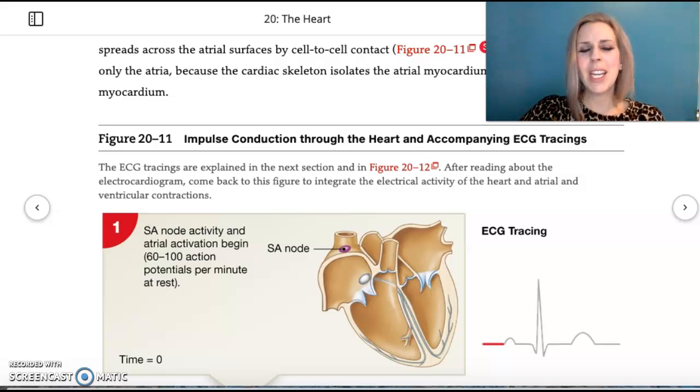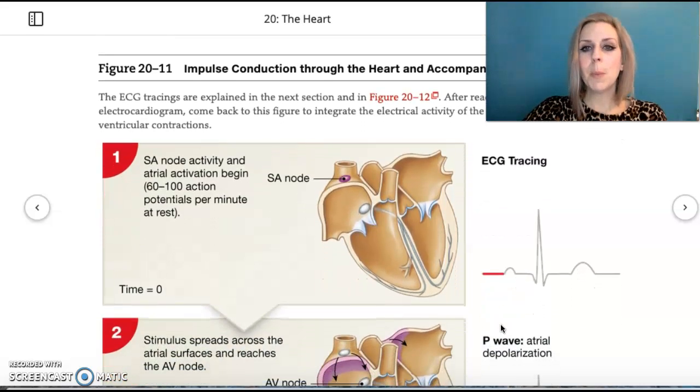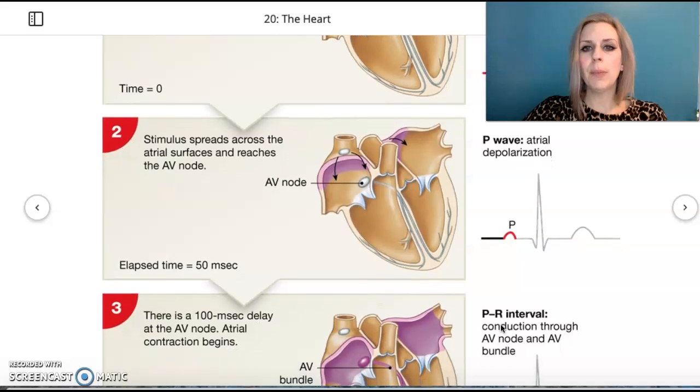So we're going to begin here with the SA node activity in the conducting system. The SA node, remember, is your pacemaker, and it is producing about 60 to 100 action potentials per minute when we are at rest. If you look at the ECG tracing, it is going to be this portion where we are at rest before a heartbeat is going to begin. We're going to scroll down here.